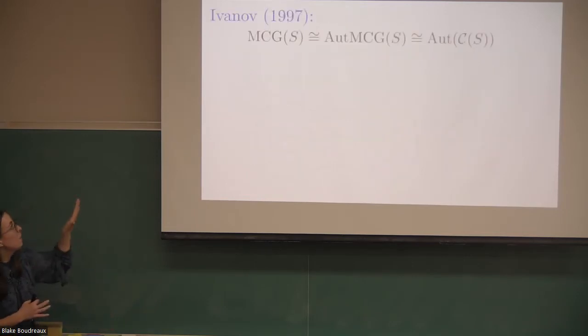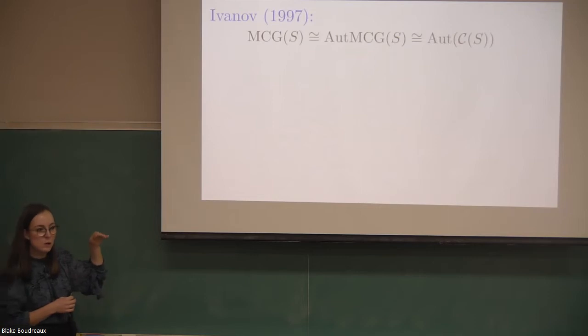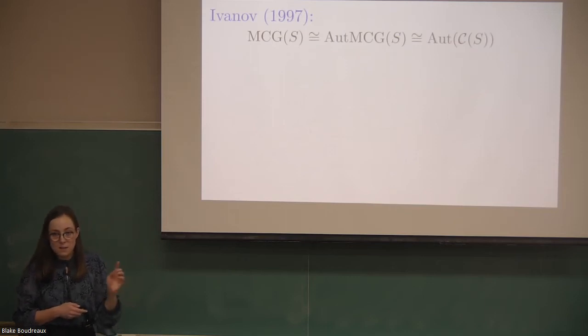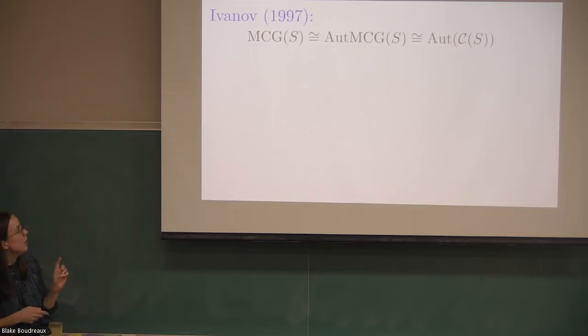So another powerful result is by Ivanov. Ivanov was able to show that the mapping class group of a surface is isomorphic to the group of automorphisms of the mapping class group, which is isomorphic to the group of automorphisms of the curve graph. So let's think a little bit about why this is true. And I want to start by looking at why the mapping class group is isomorphic to the group of automorphisms of the curve graph.